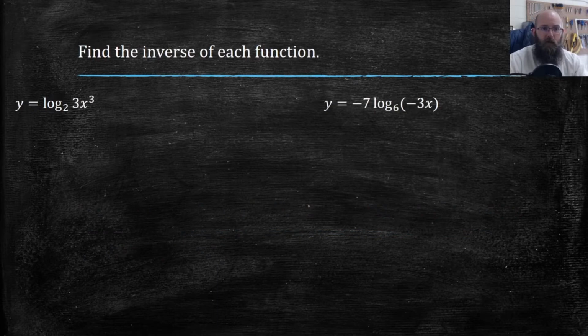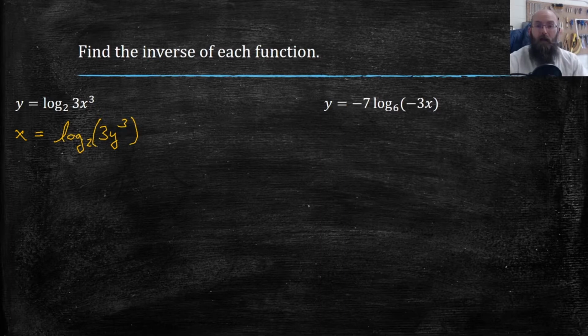All right, first one here, log base 2 of 3x cubed. First thing I need to do is switch my x's and my y's out. So now I have x equals log base 2 of 3 times y cubed. Now I need to get my y out of my log. Right now it's inside a log. I don't have parentheses here, but that's what's happening. This whole thing, the 3y cubed, is all inside my log. I have to get it all out. So I need to get rid of my log.